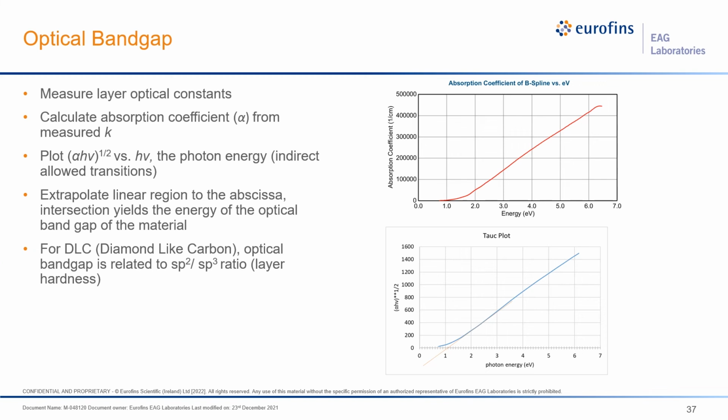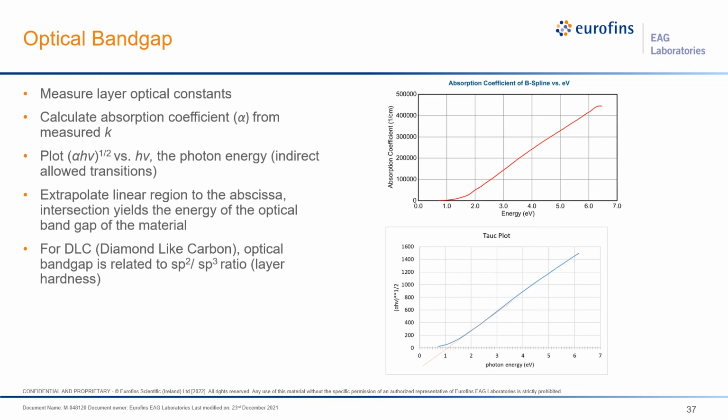Let's look into the determination of the optical band gap first. The procedure is as follows. We first perform ellipsometric measurements in the usual way. From the measured extinction coefficient, we calculate the absorption coefficient. Then we plot the square root of the absorption coefficient multiplied by the photon energy versus the energy. Such a plot is called a Tauc plot after its originator. As is shown on the bottom right, extrapolating the linear range of the plot to the energy axis yields the energy of the optical band gap at the intersection.